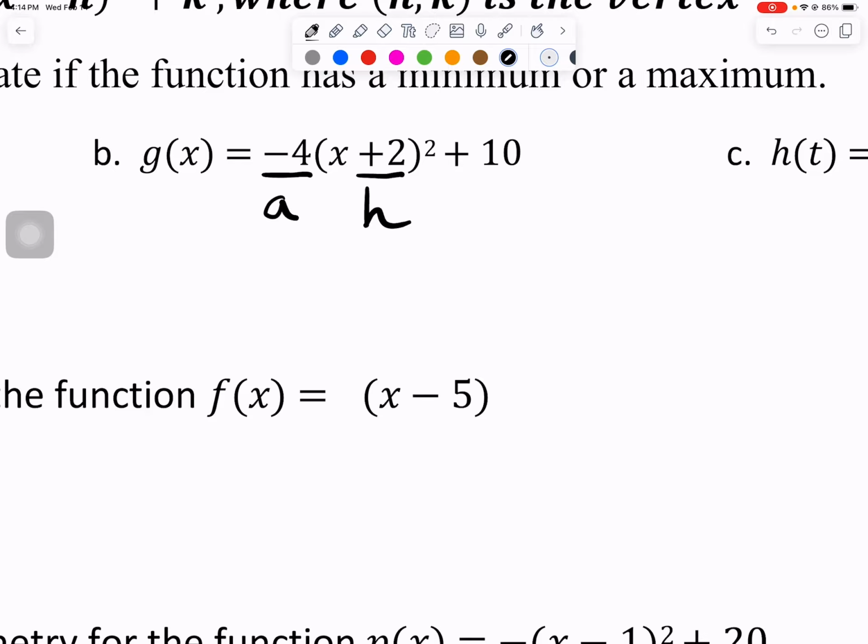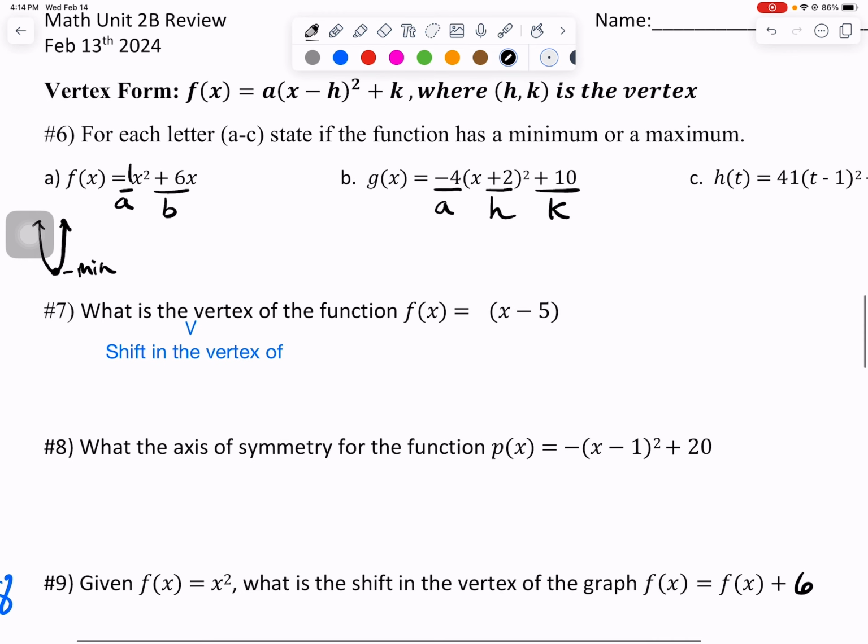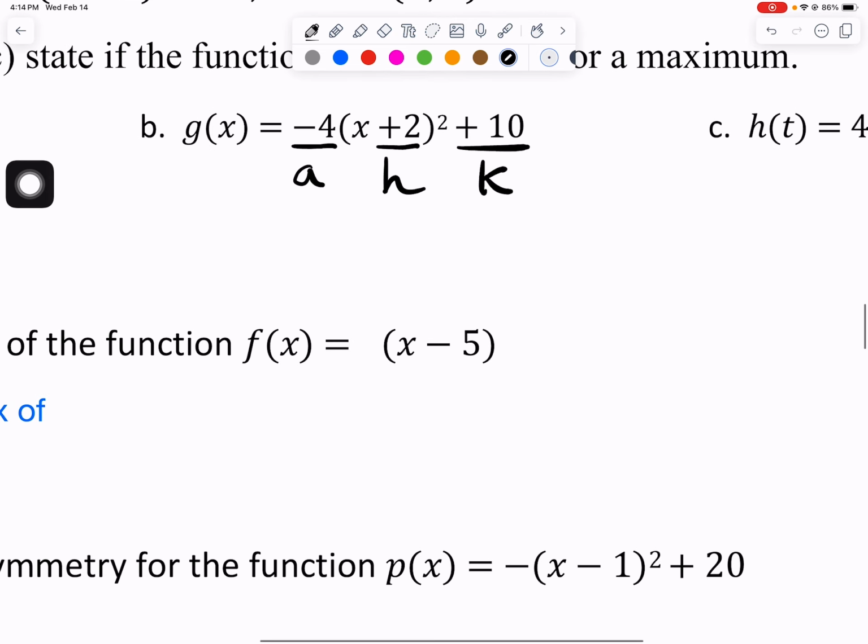Let's get comfortable with it. And then our plus 10 is our k value. In all reality, we only need to find the a if we want to find the minimum or maximum, but I love that right now we are writing it out and working it through, identifying and labeling, building that practice. So our a value is negative 4, and that gives us a max function.